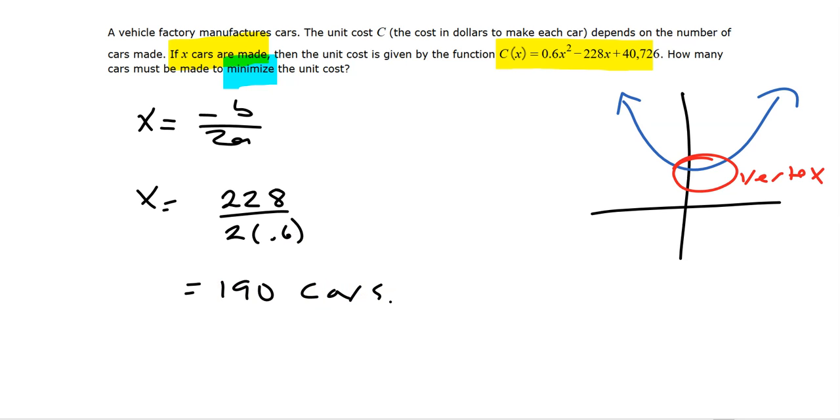So anytime that you're minimizing or maximizing and you have a quadratic, okay, then you're just looking for the vertex. Just be careful if you have to find the x or the y coordinate. Here it said how many cars, so I'm looking for the x coordinate. If it asked for what the minimum cost is, then we have to substitute that in to find out what the y coordinate of the vertex is.